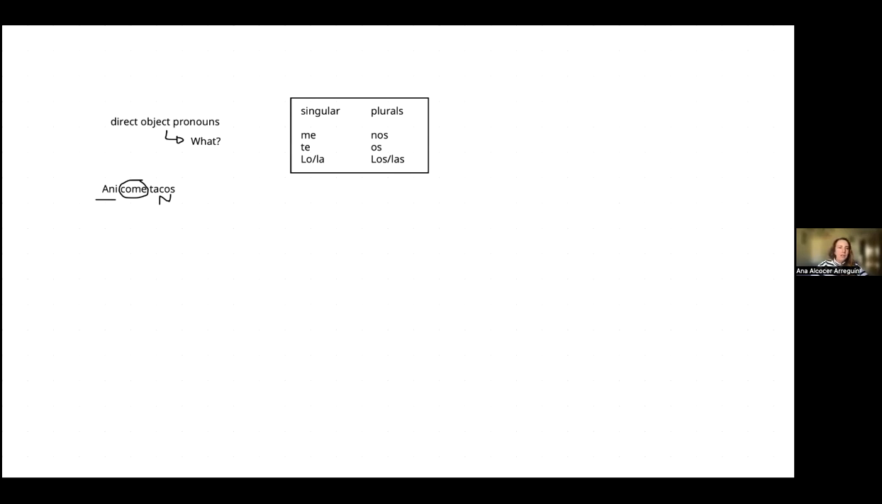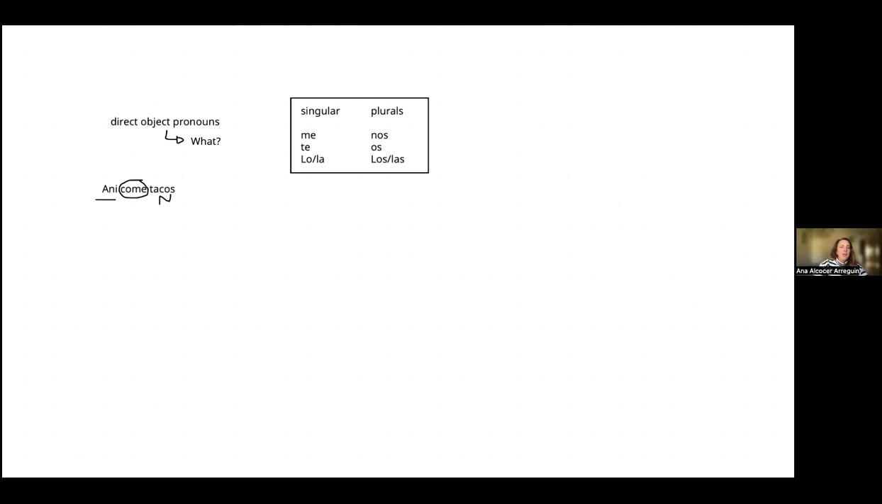So what we do is we take out the tacos. Because los tacos is masculine and plural, we're going to go to the plurals. It can't be nos because we are not tacos. Os is vosotros, y'all. We're not talking about y'all. We're talking about them, we're talking about tacos.